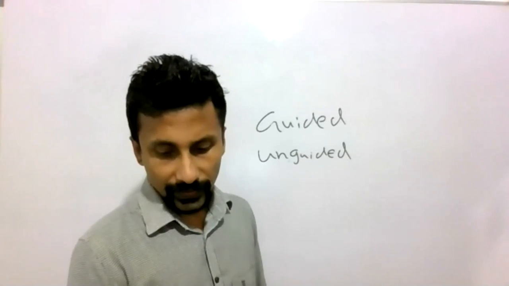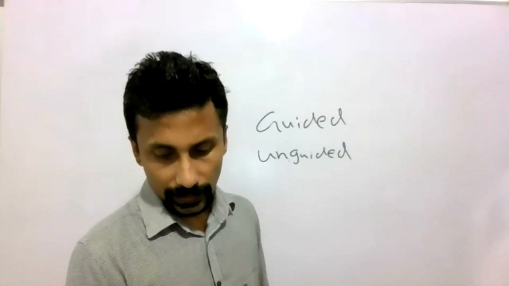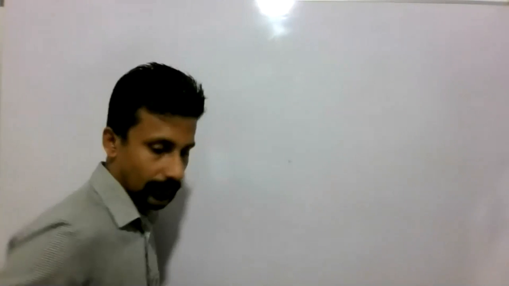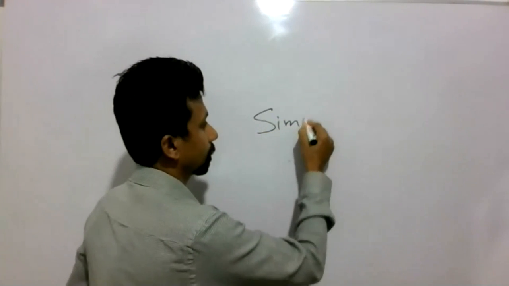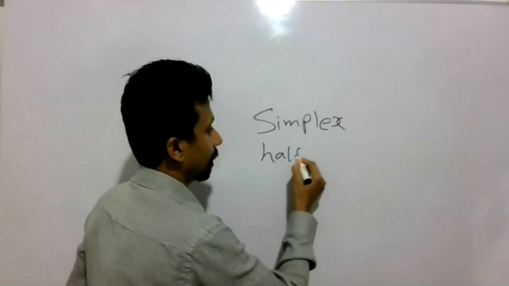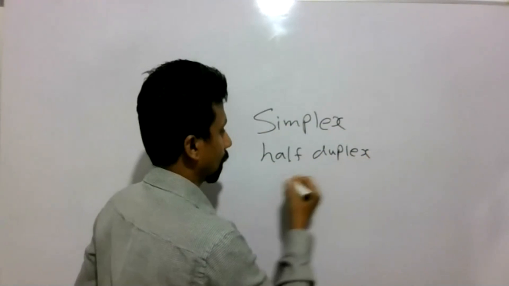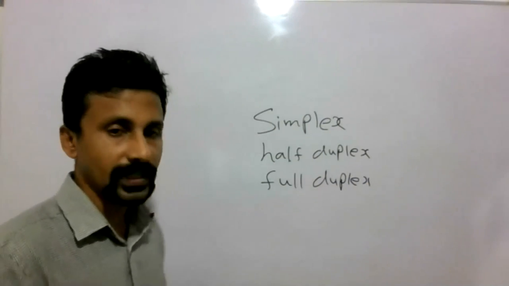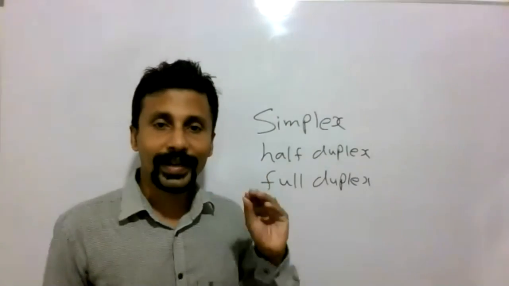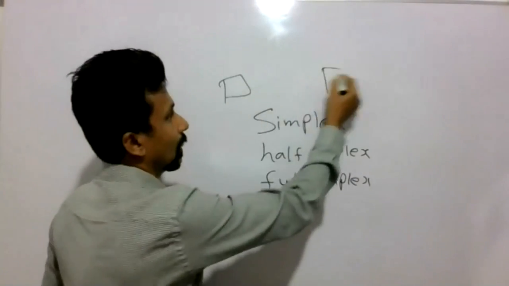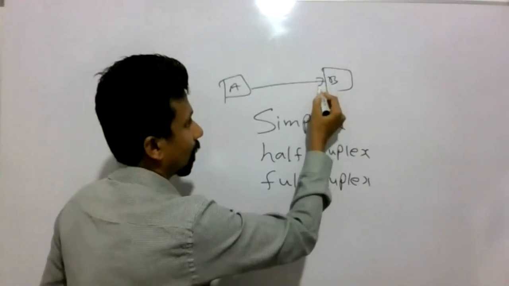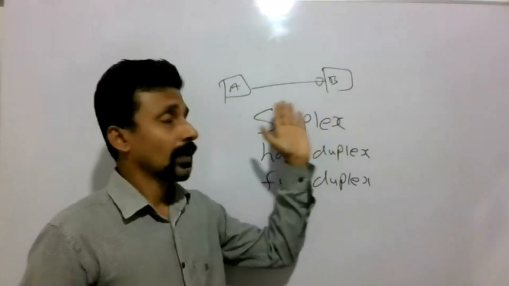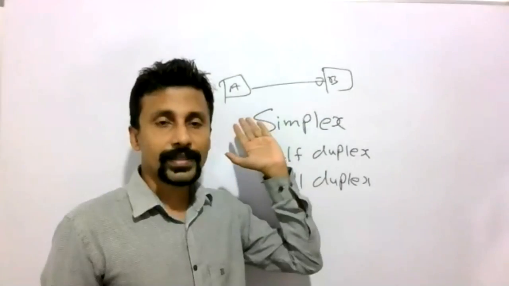Then there are different types of transmission ways: simplex, half duplex and full duplex. You can also just say duplex, the same meaning as full duplex. Simplex means that if you take data from A to B, your data is going from A to B only, from one side only. This is called simplex.